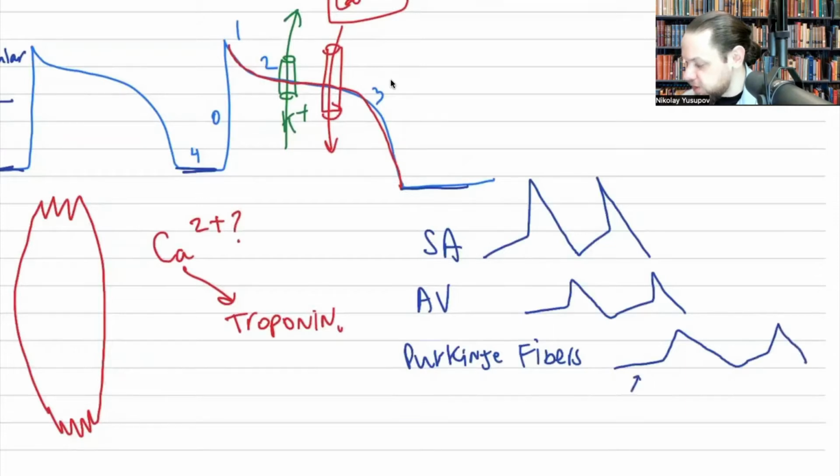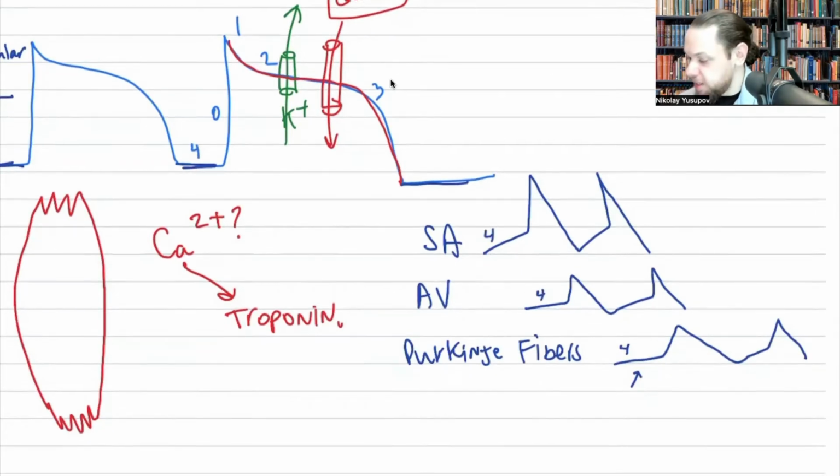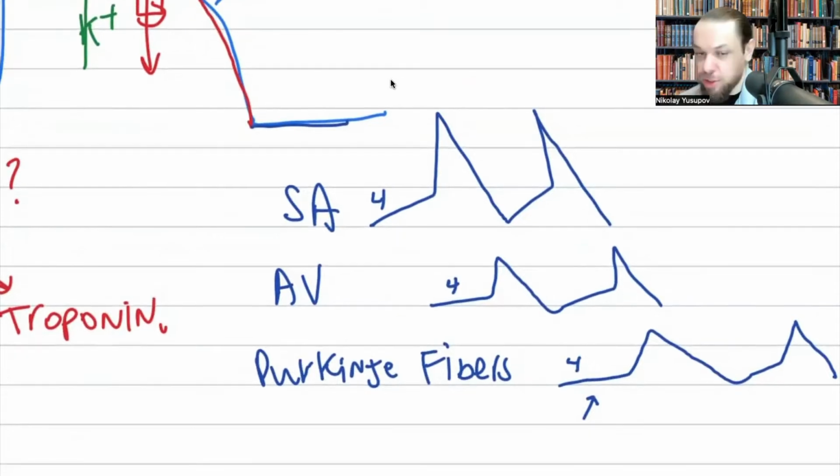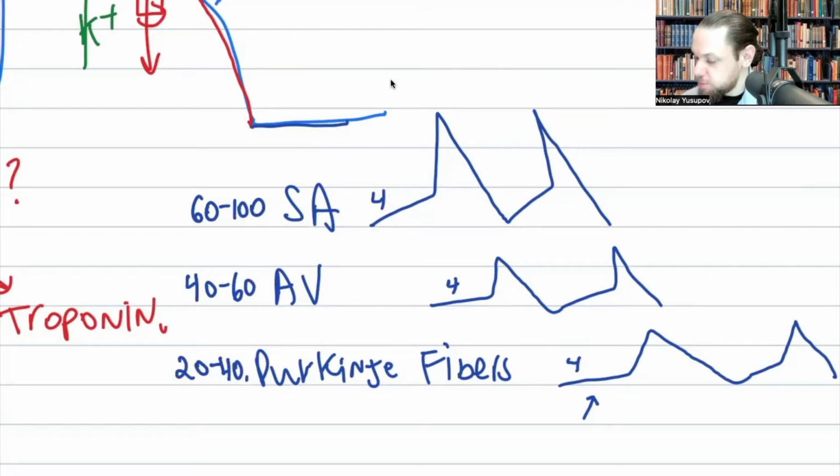So what I'm saying is this phase 4 is not flat, right? And we talked about why. SA node, the rate was 60 to 100. The AV node was 40 to 60, beats per minute. Purkinje was 20 to 40. The question then becomes, why is the SA node the inherent pacemaker as opposed to the AV node or Purkinje?